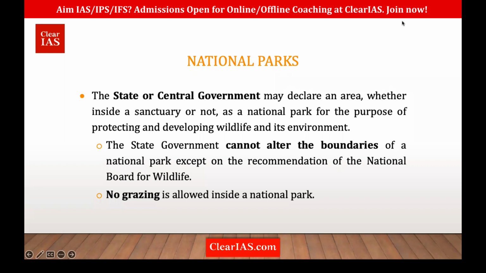Okay, and it is mostly species-centric. National parks wouldn't be just for a species; it will be for the whole area, the species or the vegetation, for everything. But a wildlife sanctuary tries to protect more of the species. So that is the difference between national parks and wildlife sanctuaries.